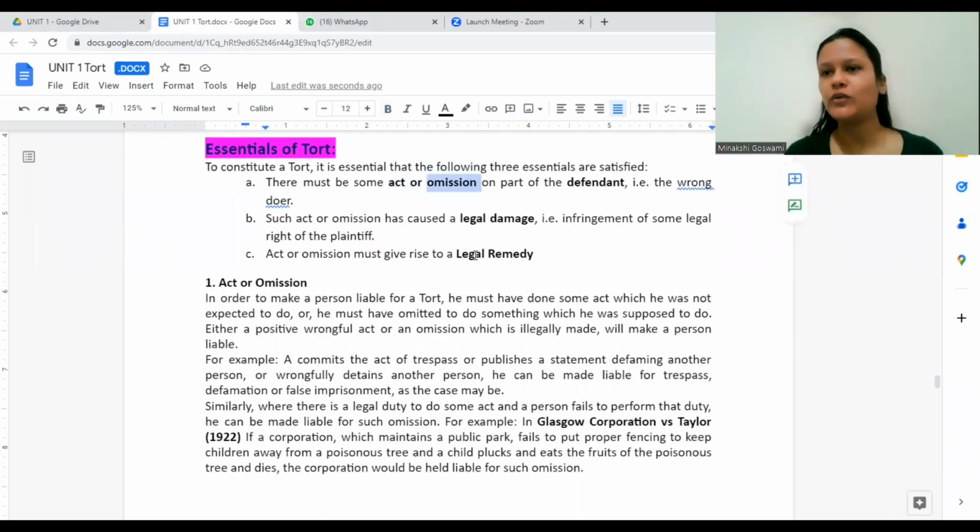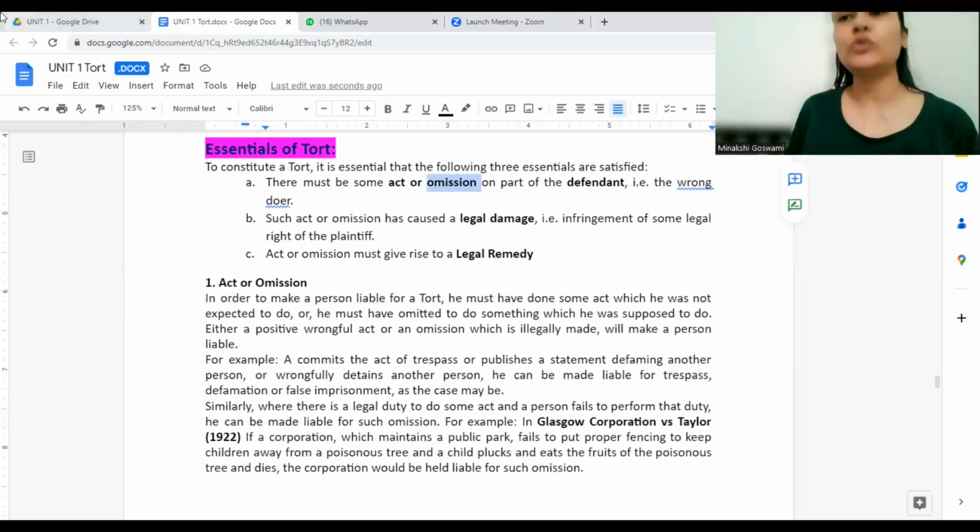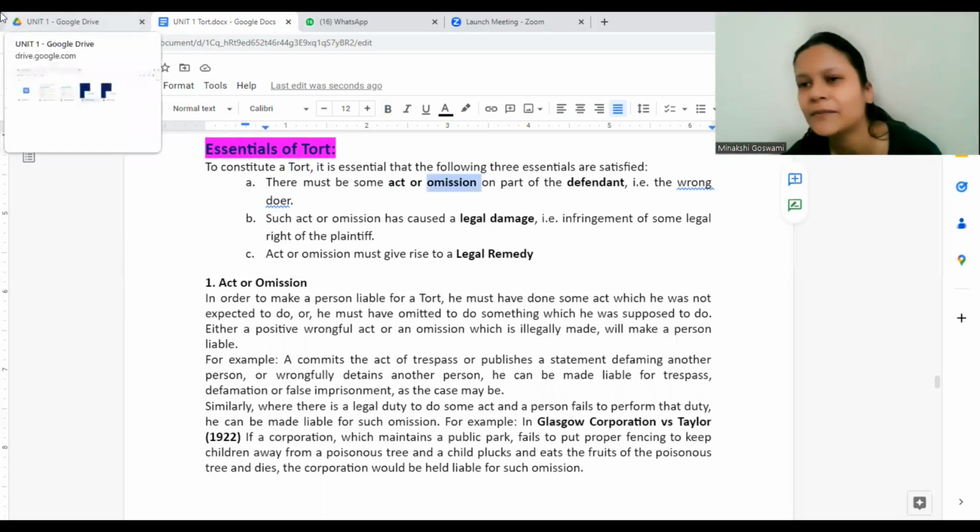Act, we all know, right? Doing something, action, act, our action. I was not supposed to enter someone else's private premises, but I did enter. That is nothing but my act constituting a tort. But when we talk about omission, what does omission mean? Omission is failure to do something wherein I had an obligation to do it.